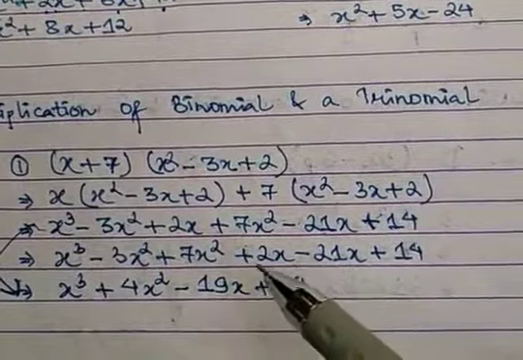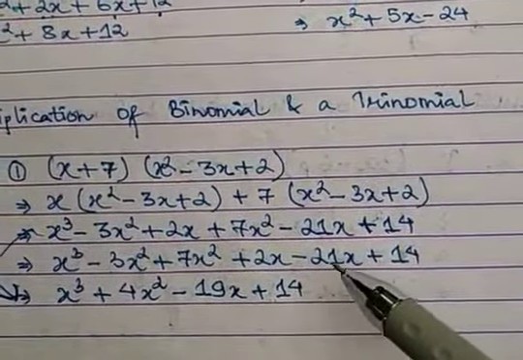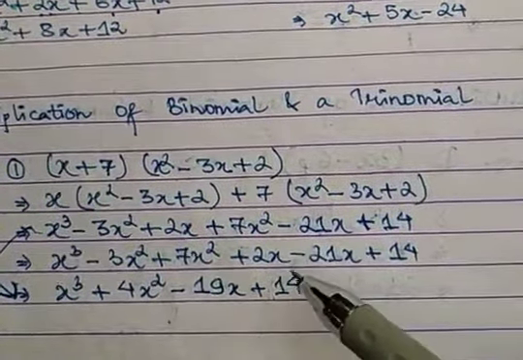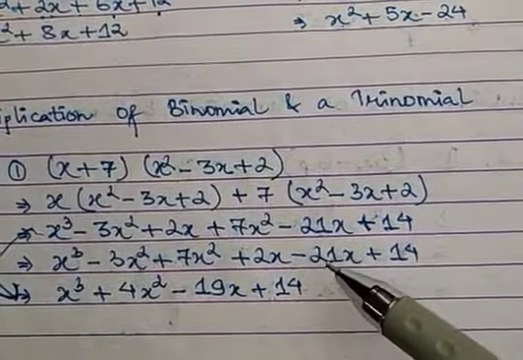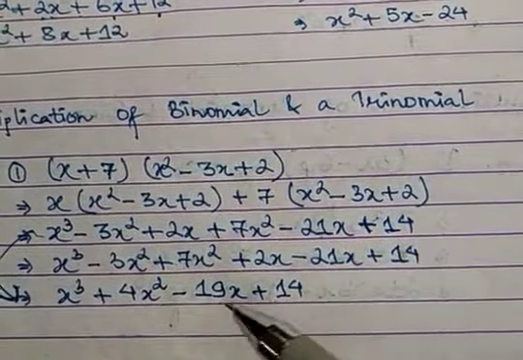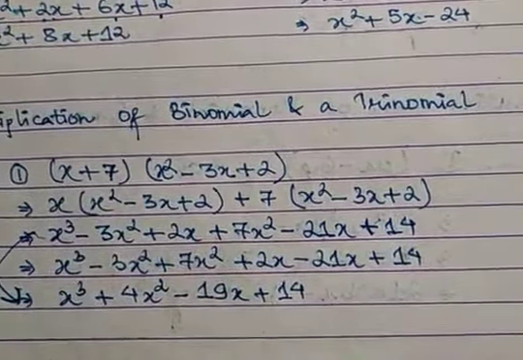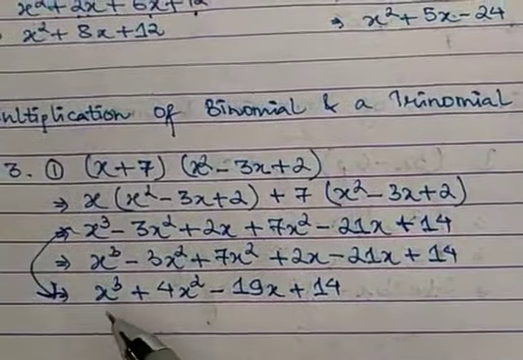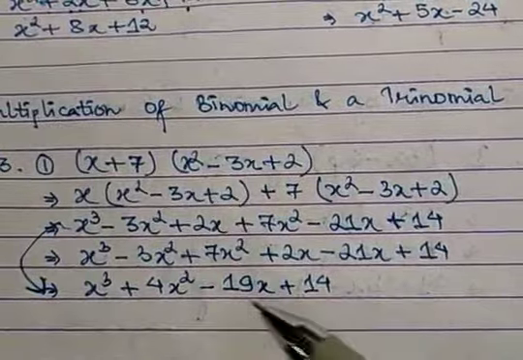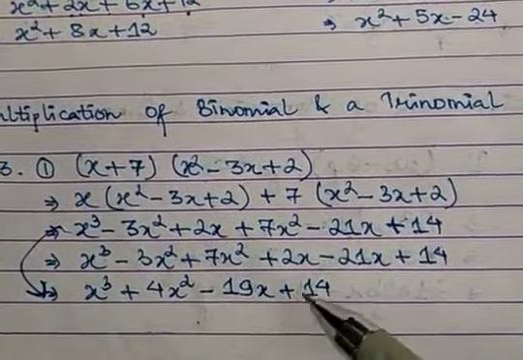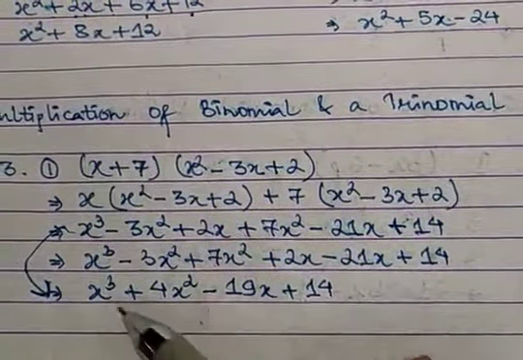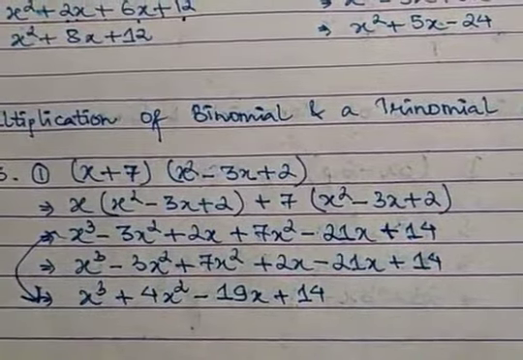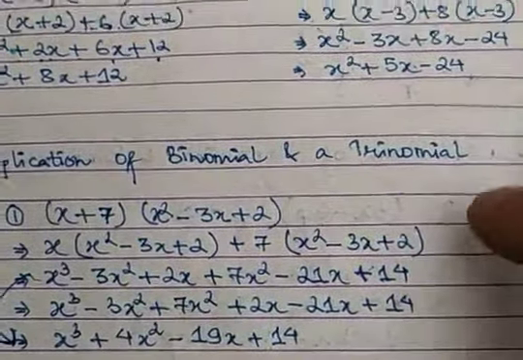Similarly here as well, 2x and 21x, like terms with opposite signs, are subtracted and the sign of the greater number follows. The greater number is 21, and 21 is minus, so minus 19x, plus 14 as it is. So we are done here. Why? Because all the terms here are unlike terms, so we cannot go further, isn't it?